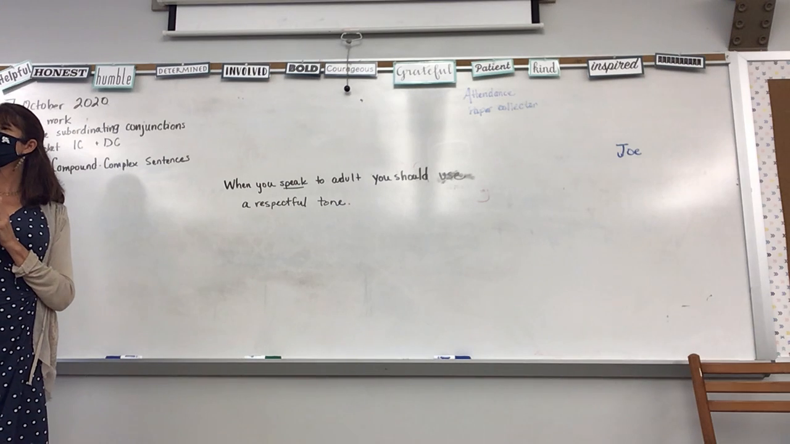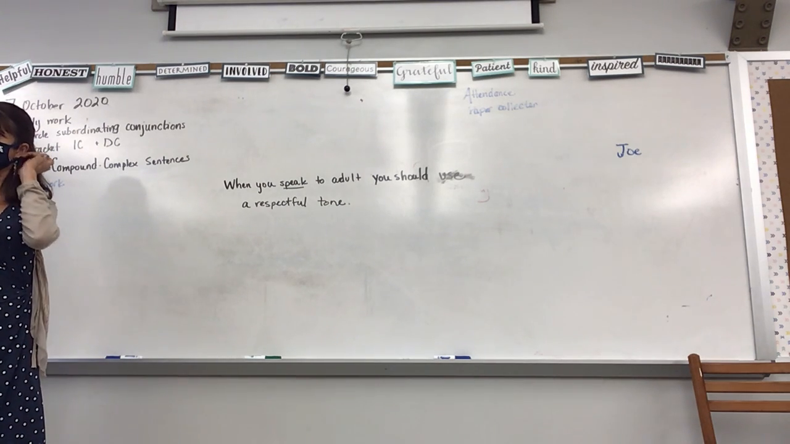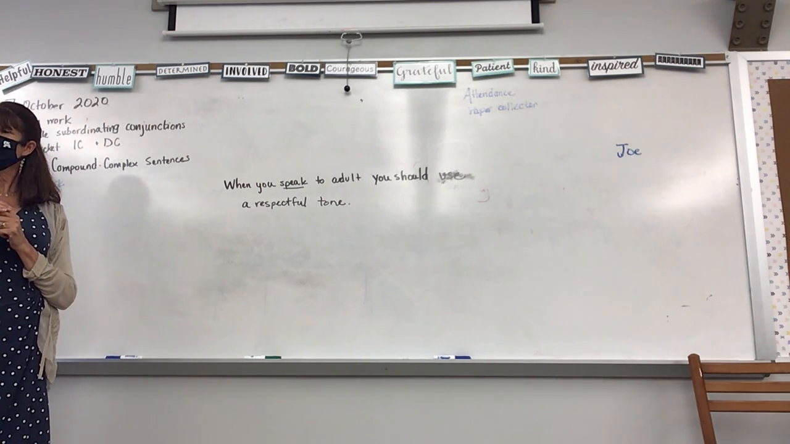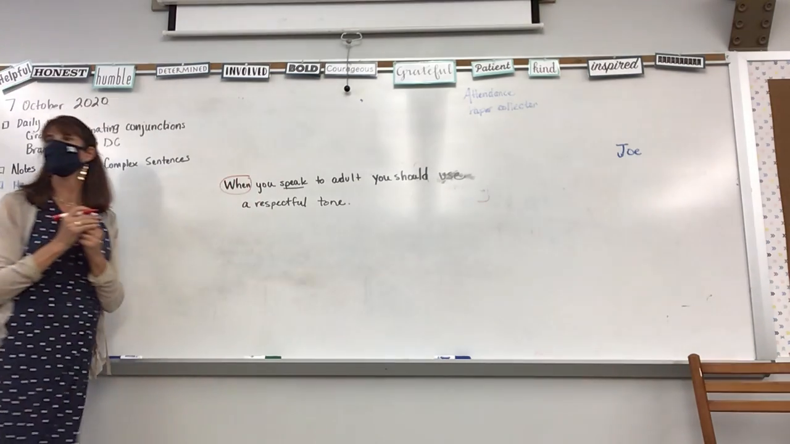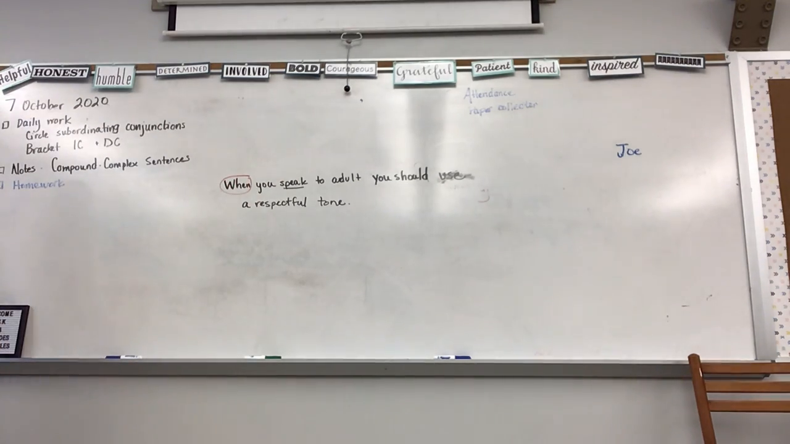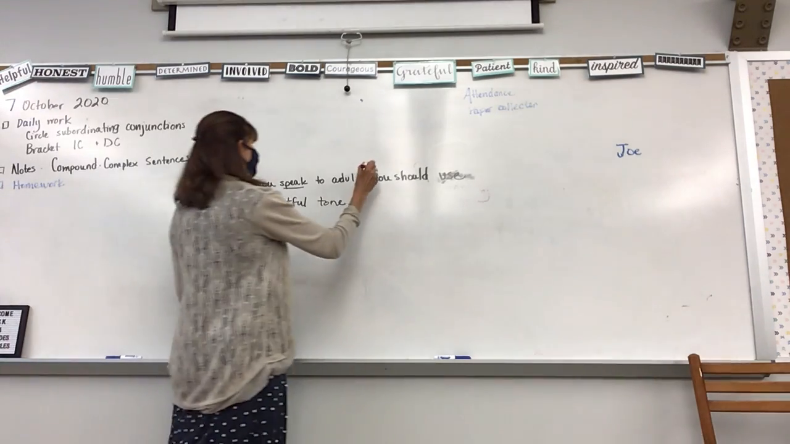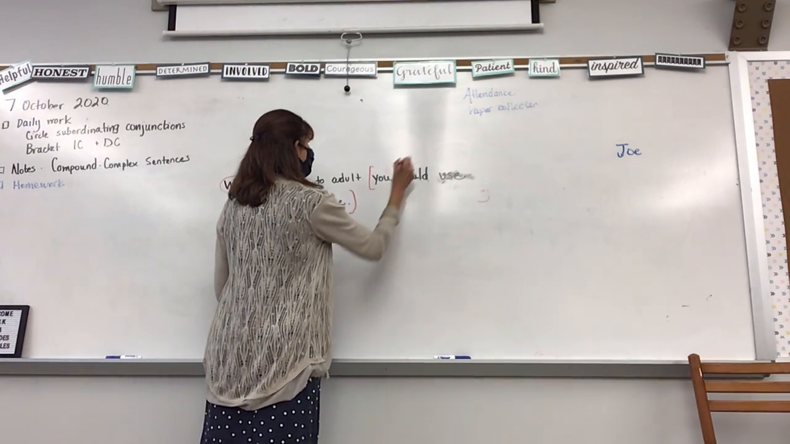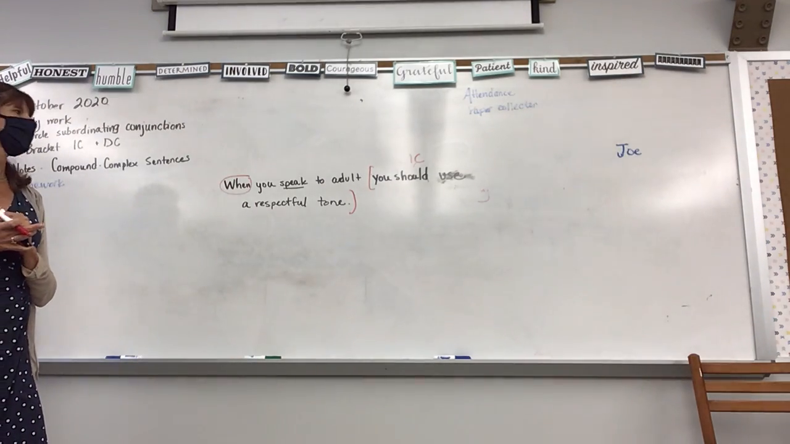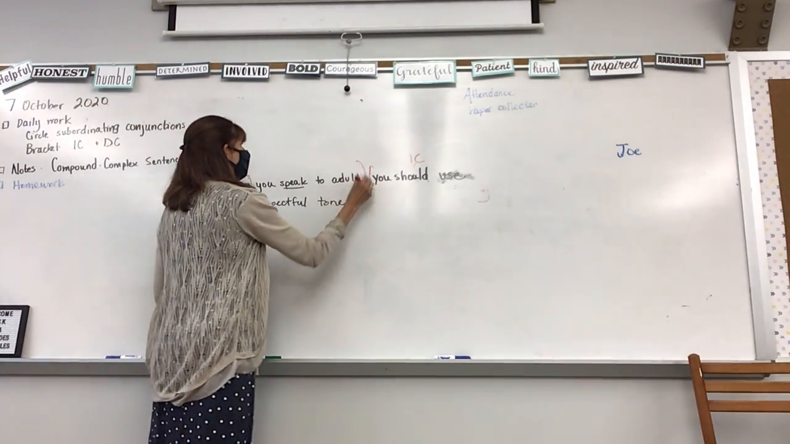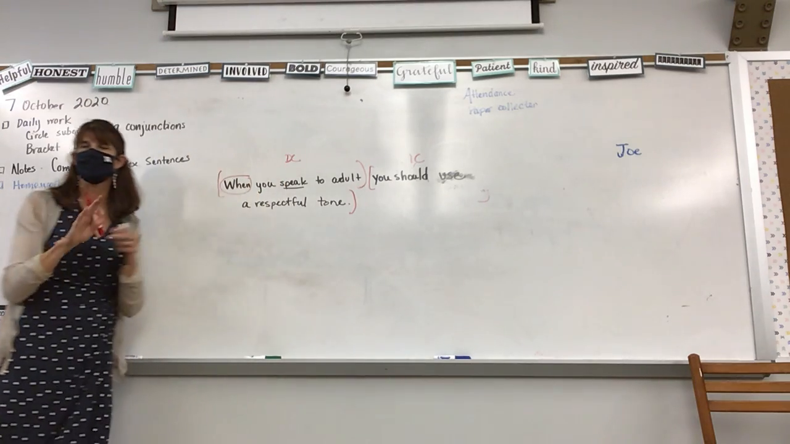In this sentence, what's the subordinating conjunction? When. When, and Jackson, what is the independent clause? You should use a respectful tone. And what's the dependent clause, Zach? When you speak to an adult. Okay, so we've got this complex sentence.